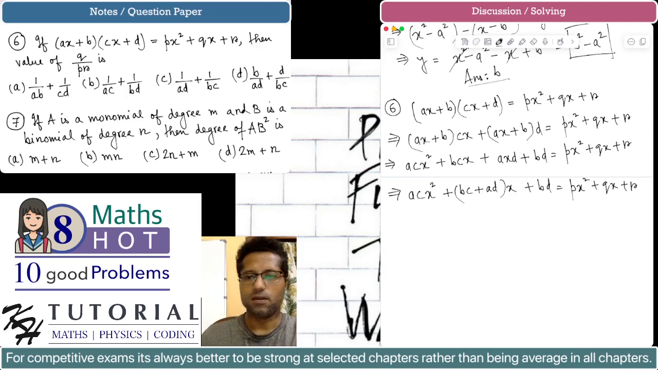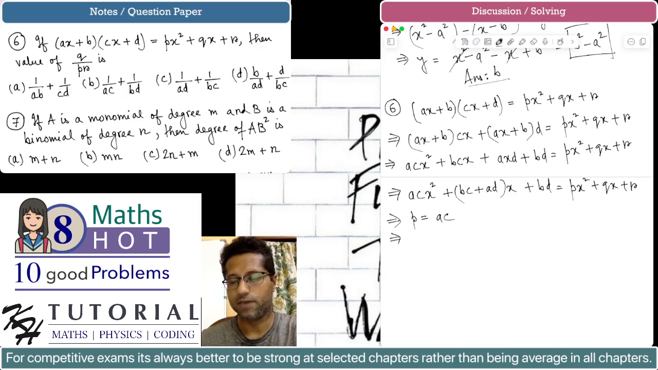Now if you equate the coefficients of x square and x and the constant term on both sides, we get, if I equate the coefficient of x square from both sides, p is equal to ac, and if I equate the coefficient of x from both sides, we get q is equal to bc plus ad. Similarly, if I equate the constant term, we get r is equal to bd. And so now we have p, q and r in terms of a, b, c, d.